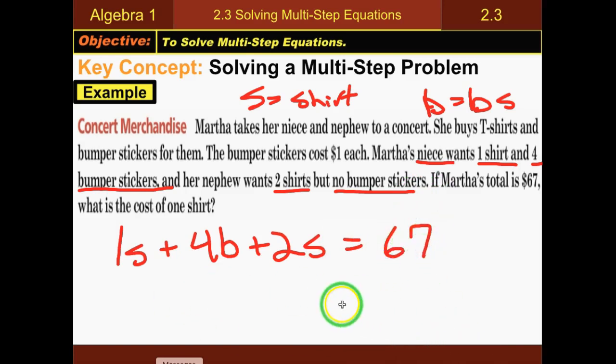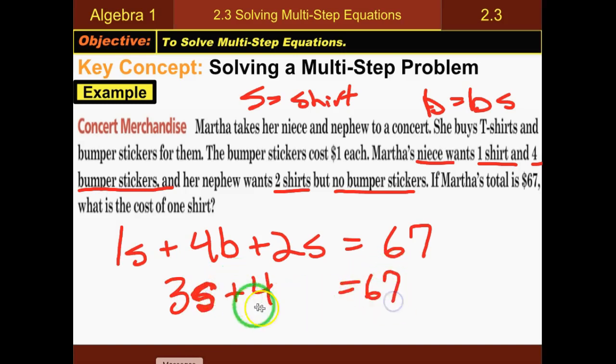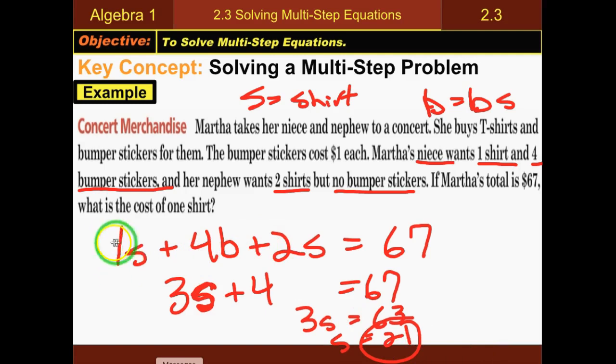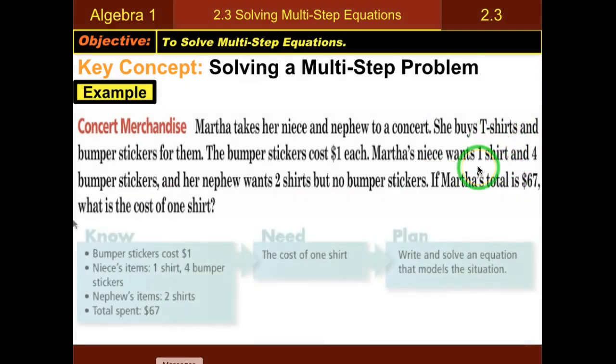So that's just a basic equation. And you can see if we cleaned up here a little, I'd have 3 shirts and 4 bumper stickers. And we know the bumper stickers were each $1. This is an S. So now we could solve this problem. Subtract 4 and then divide by 3, which should be 21. So we know that each shirt costs $21. So moral of the story is here, try writing it out first. Don't panic.